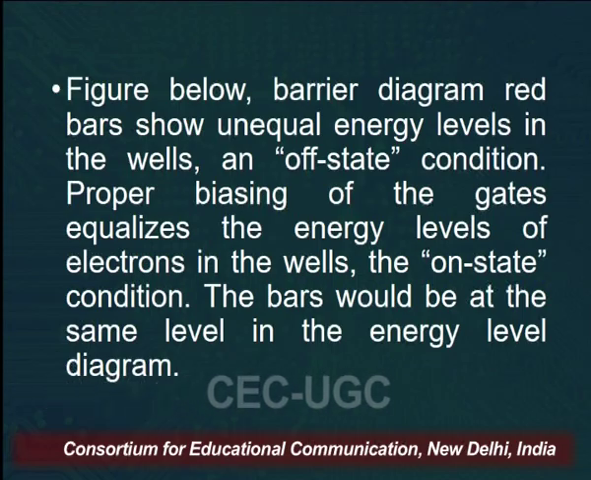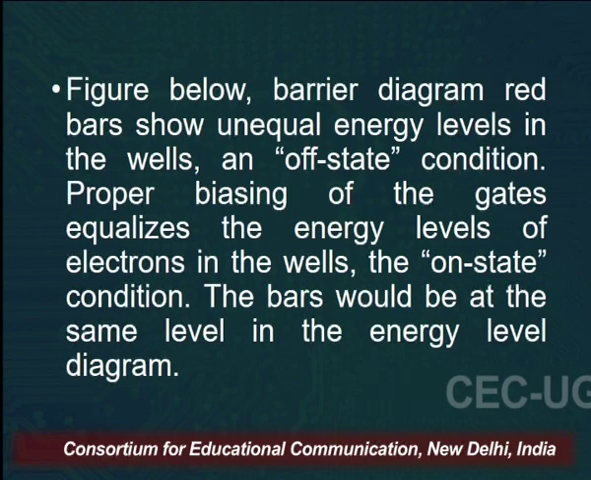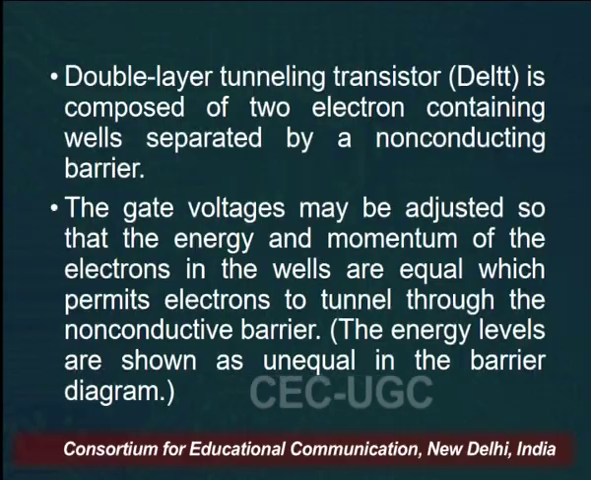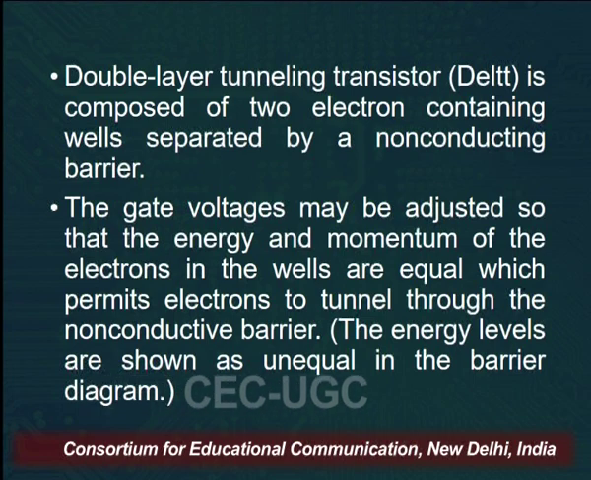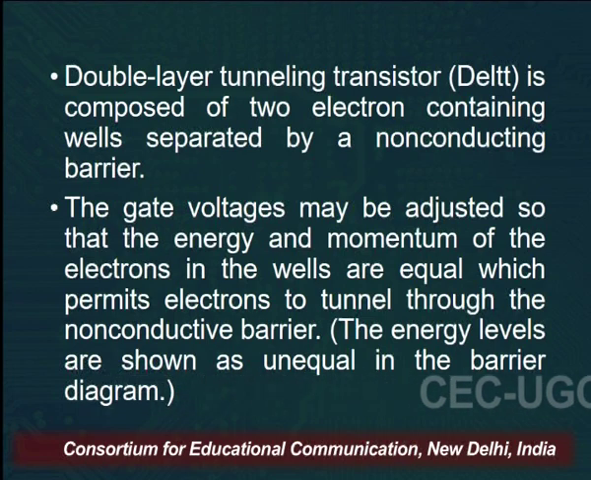So, the on-state condition just equalizes the energy levels of the electron. Otherwise, at the off state, these are unequal energy levels in the well. So, the bars would be at the same level in the energy level diagram as in the on state. So, the double layer tunneling transistor, DELT, is composed of two electron-containing wells separated by a non-conducting barrier.